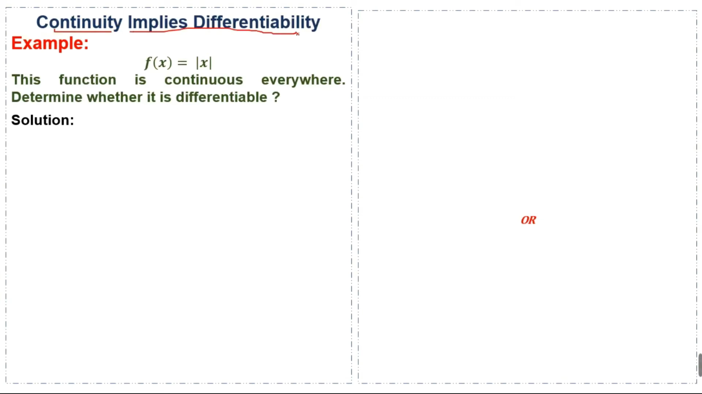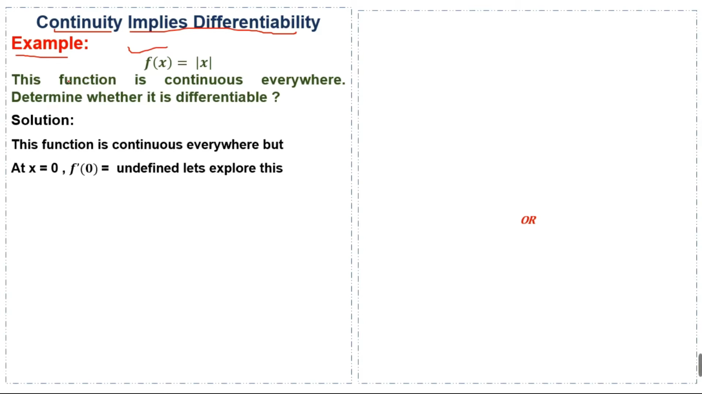Continuity implies differentiability? We have proved that differentiability implies continuity. Now we will see if a function is continuous, whether it is differentiable at that point or not. So we have an example, f of x is equal to mod of x. This function is continuous everywhere, and we determine whether it is differentiable. We know that for any value of x, this function is continuous.